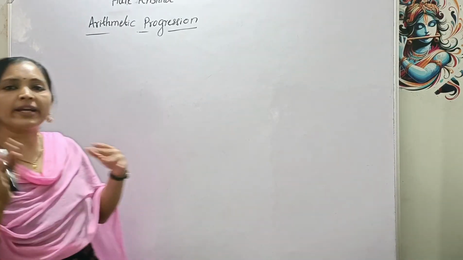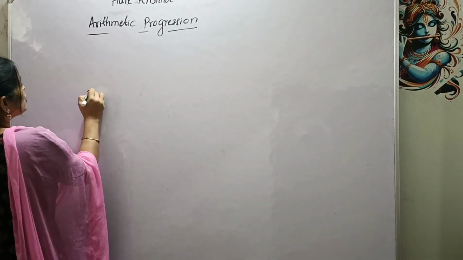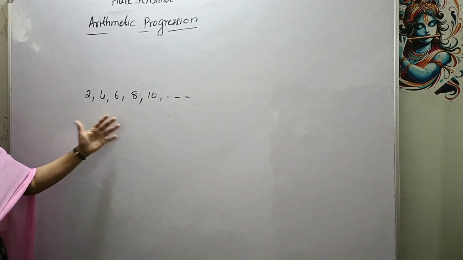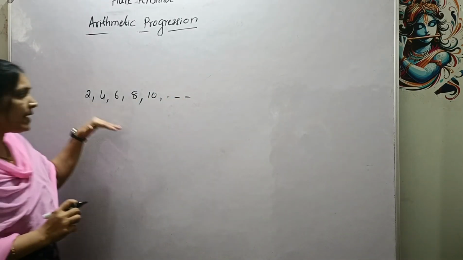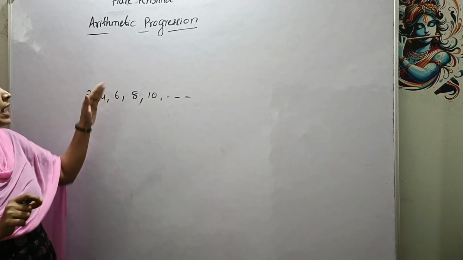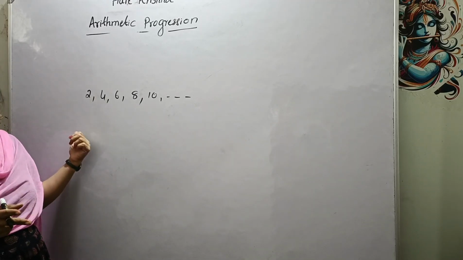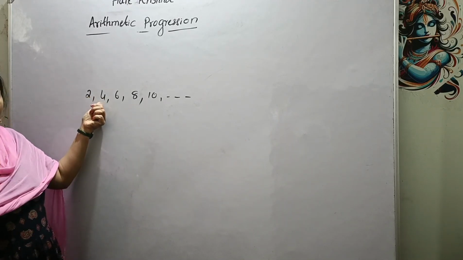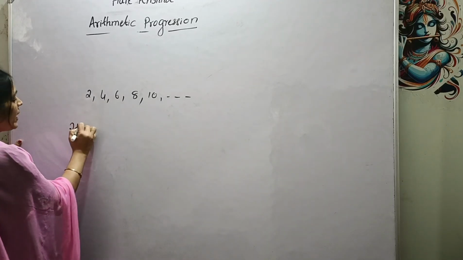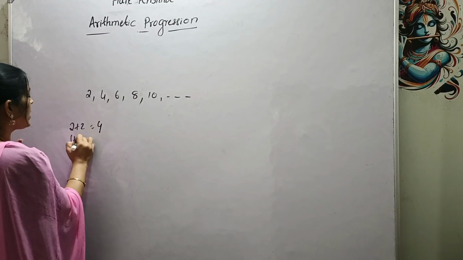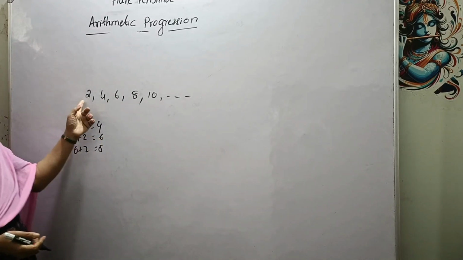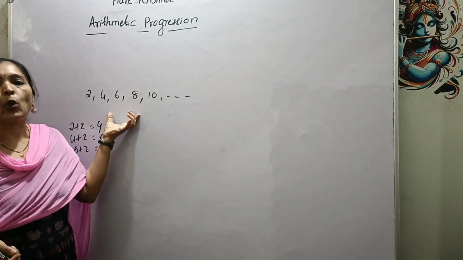So first of all, let's look at an example for the sequence. See, 2, 4, 6, 8, 10, etc. It's a sequence, right? That is, a list of numbers. And here it is a progression. Why? Because every succeeding term is obtained by adding 2 to the preceding term. See, 4 is obtained by adding 2 to the first term, that is the preceding term 2. 2 plus 2 is 4. And 4 plus 2 is 6. 6 plus 2 is 8. Right? So here 2 is the difference. So it is a progression.